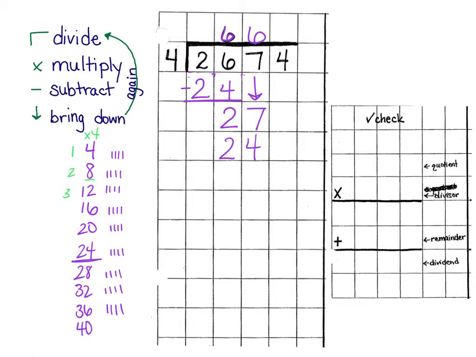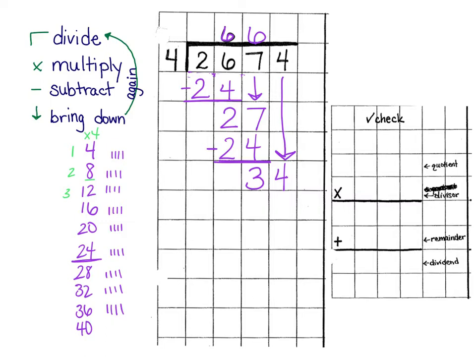Now what's our next step? After we multiply, we subtract. Then we're going to subtract. 7 minus 4 is 3. 2 minus 2 is 0. Then after subtract, we bring down. Bring down that 4. Now we have 34.